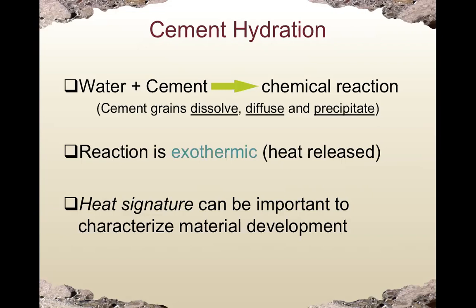And cement hydration will generate a lot of heat. And the cement grain will dissolve, diffuse, and precipitate. The hydration product is precipitated on the surface of the cement grain. So this is again what we discussed last time.